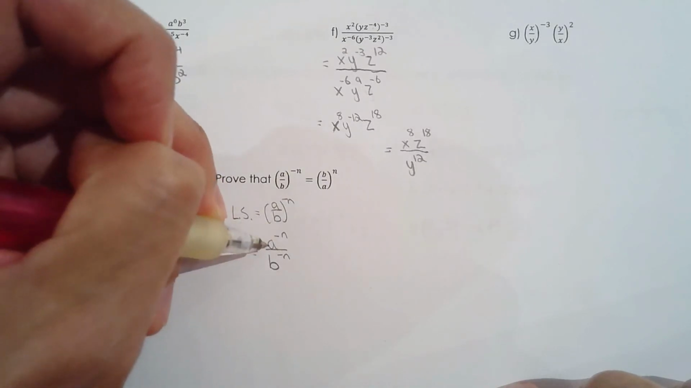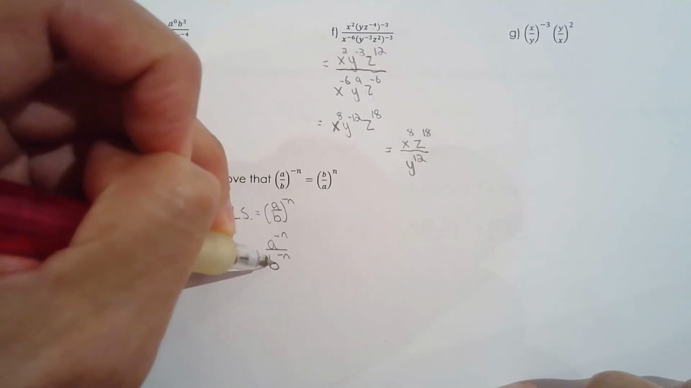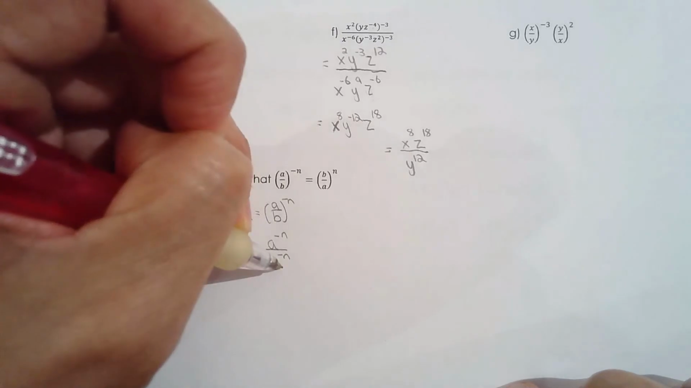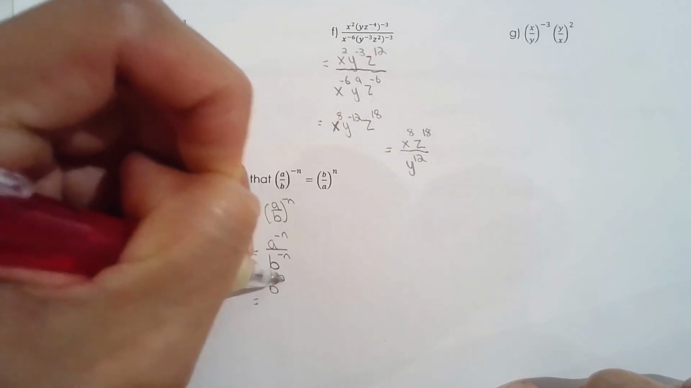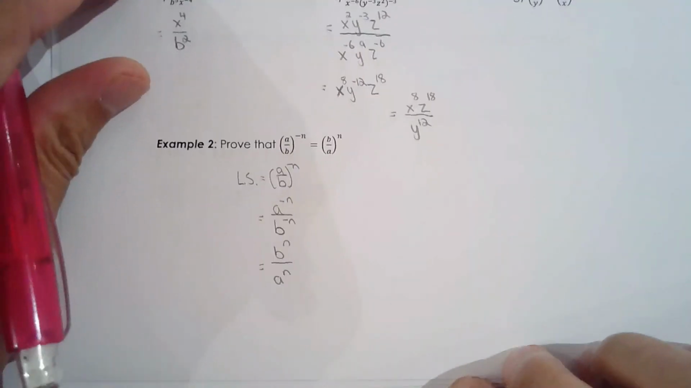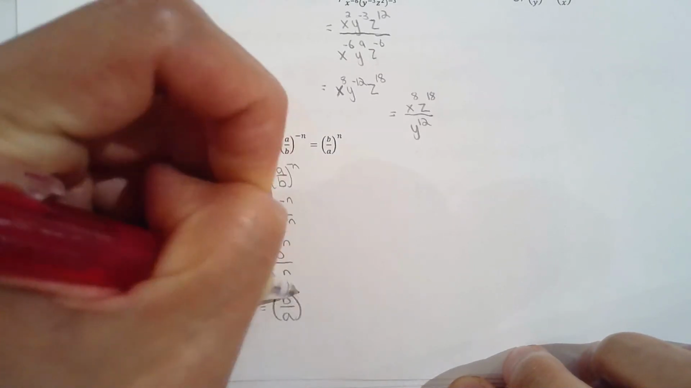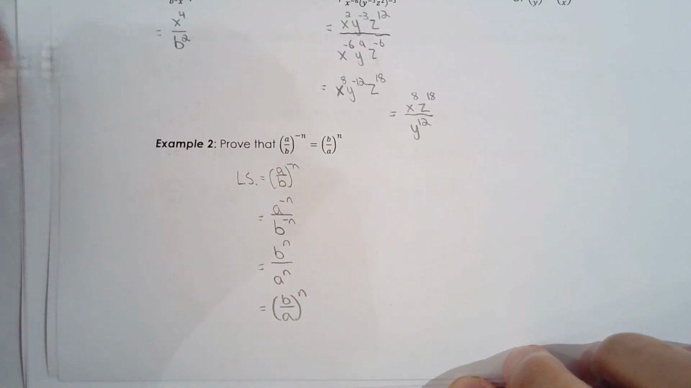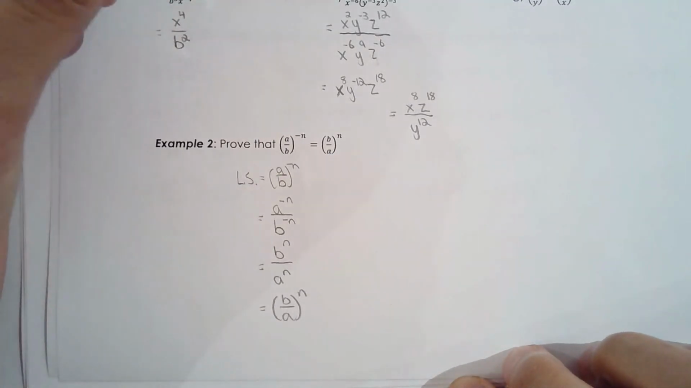Now we learned that, hey, if it's a negative exponent, if it's in the numerator, it goes to the denominator. If it's in the denominator, it goes to the numerator. So you can actually write it as b to the power of n over a to the power of n. And since b is raised to the power of n and a is raised to the power of n, we can conclude that it's b over a, all of b over a raised to the power of n. And we've proven that what we stated earlier is correct.